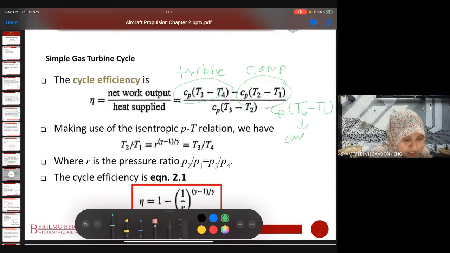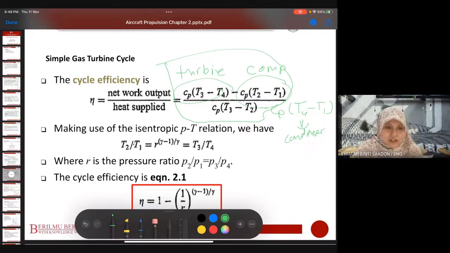If we have a condenser, we need to add it here. But normally for aero engines, the simple gas turbine cycle is only this. The heat supply is within the combustion chamber or evaporator, and the work output, the power produced, is within the turbine and compressor. So that's how we calculate the simple gas turbine cycle efficiency.